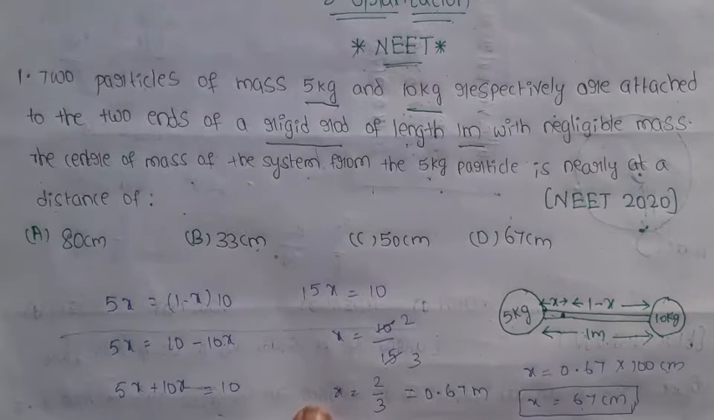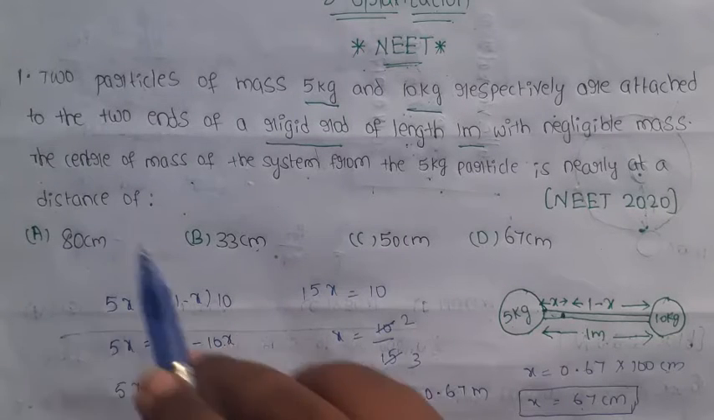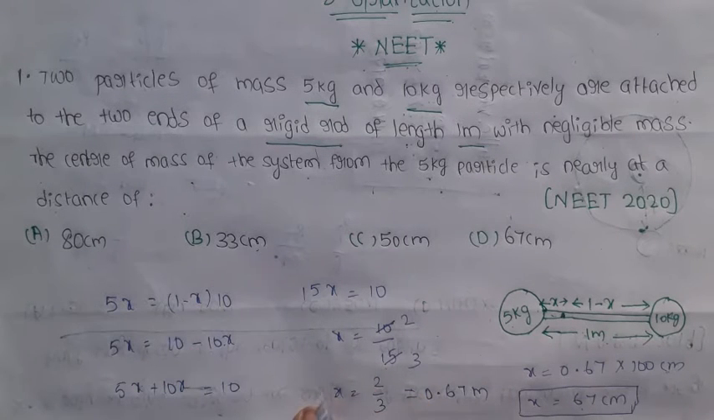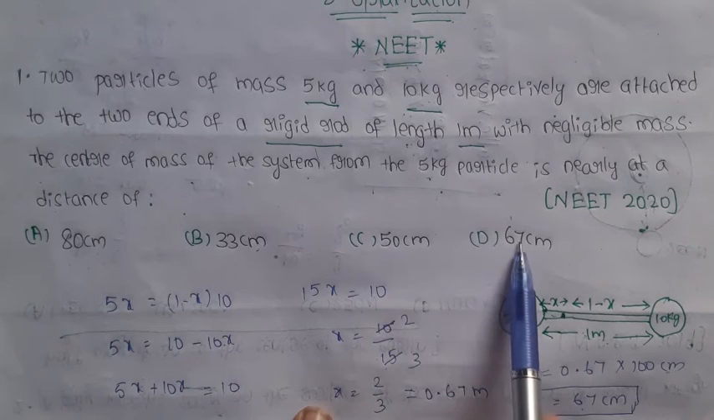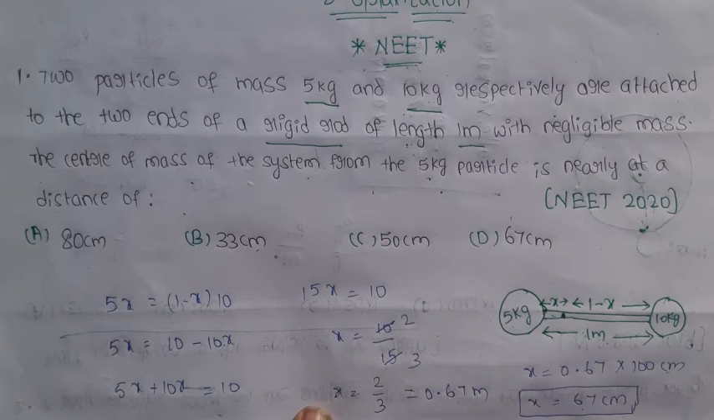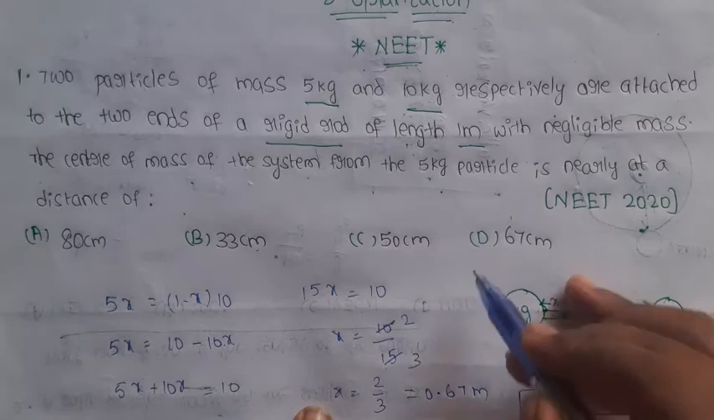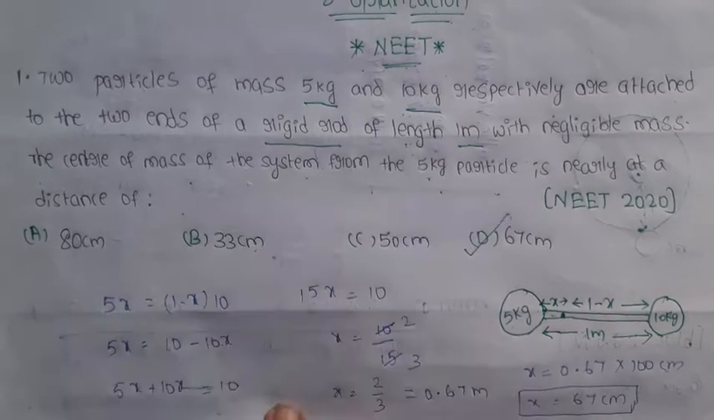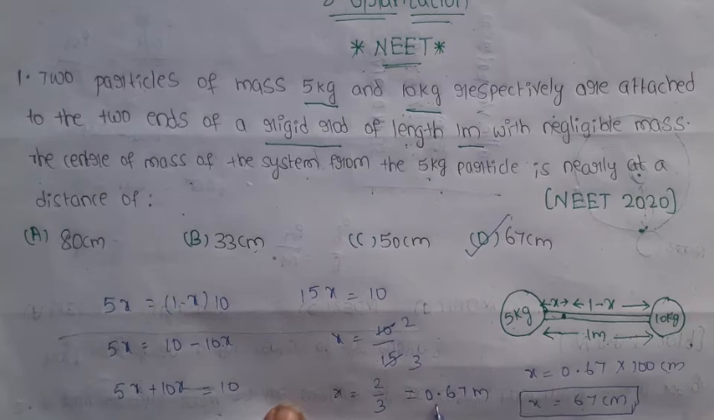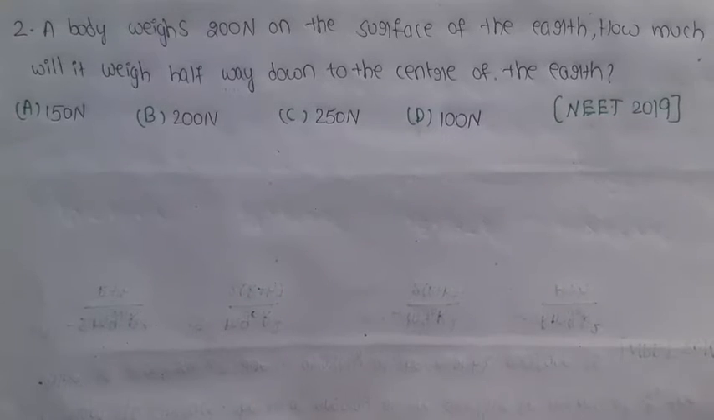See the options. Option A is 80 centimeter. Option B is 33 centimeter. Option C is 50 centimeter. Option D is 67 centimeter. So the correct option is D, 67 centimeter. In case of meter it is 0.67 meter, in case of centimeter 67 centimeter. Next question.